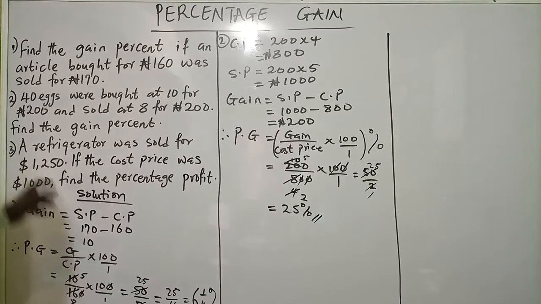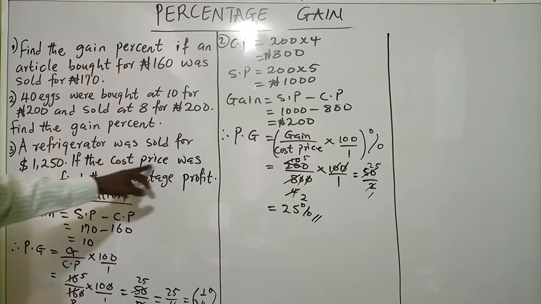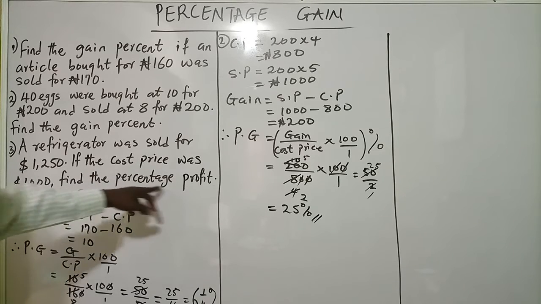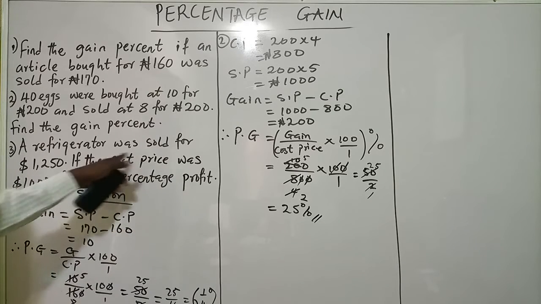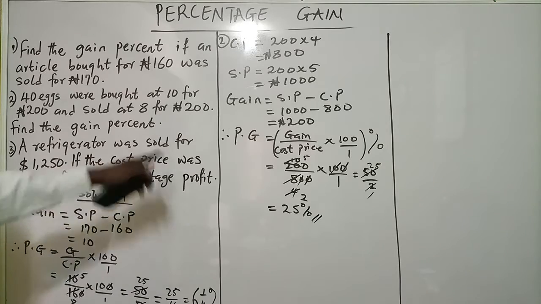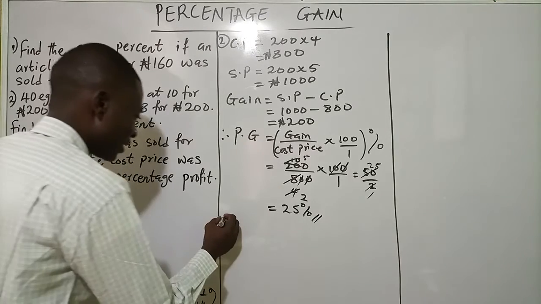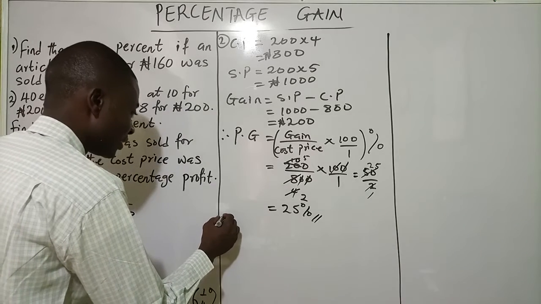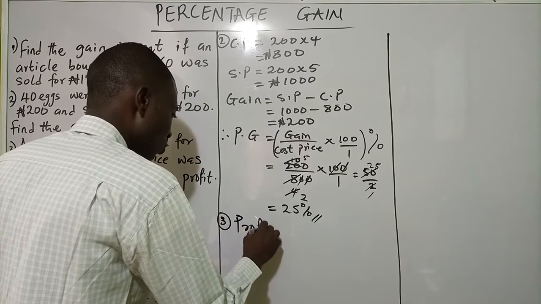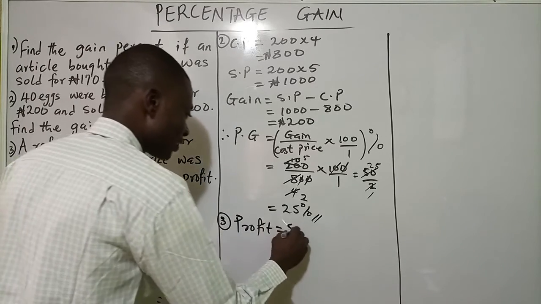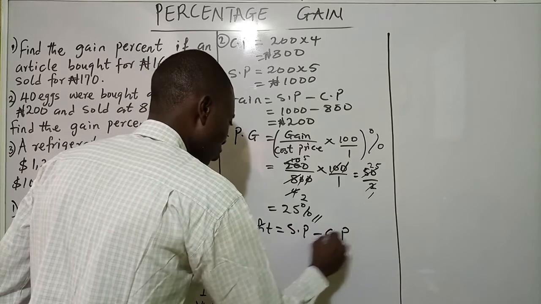So the next question is, a refrigerator was sold for $1,250. If the cost price was 1,000 naira, find the percentage profit. Aha. So it was sold for this. If the cost price was this, find the percentage profit. Good. So the cost price has been given to us, and the selling price has also been provided. So we can easily calculate that. So again, we can get our profit. Profit equals selling price minus cost price.